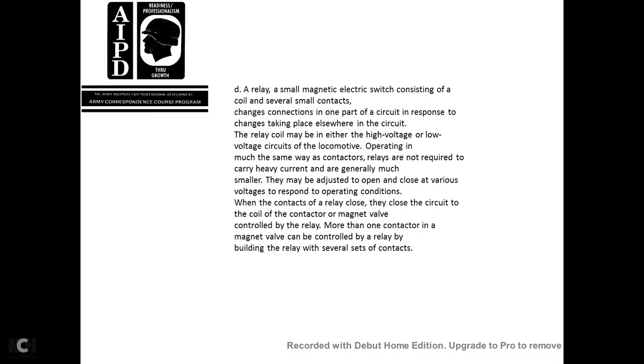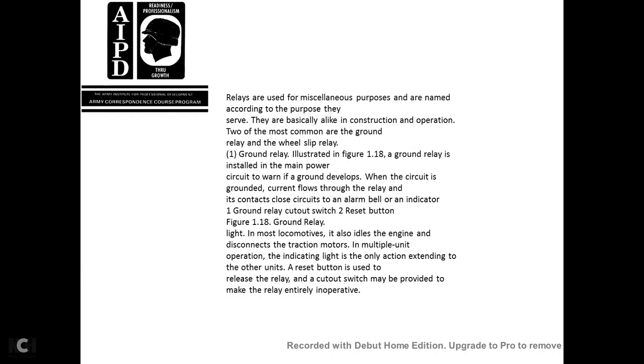The closing of the circuit of the coil of a contactor or magnetic valve is controlled by the relay. More than one contactor or magnetic valve can be controlled by the relay, which has several sets of contacts. Relays are used for miscellaneous purposes and are named according to the purpose served. They are basically alike in construction and operation. Two of the most common are the ground relay and the wheel slip relay. One, the ground relay, is illustrated in Figure 118.